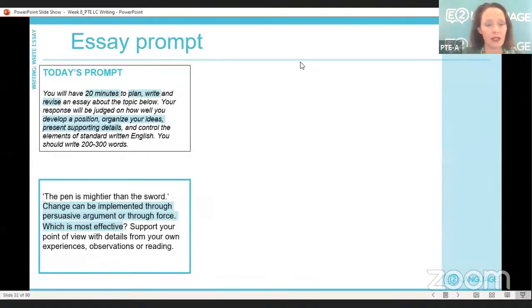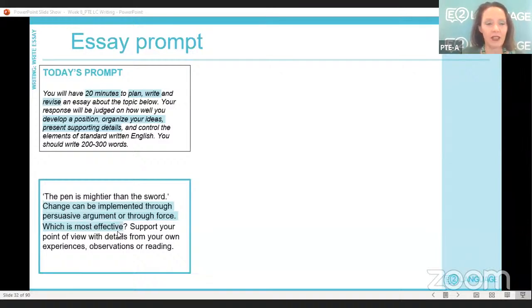So let's look at our prompt. So we've got to write on this topic. This is a challenging topic, so it's a good one to get some ideas together because it's pretty confronting. So the pen is mightier than the sword. This is the topic. This means change can be implemented through persuasive argument or through force.